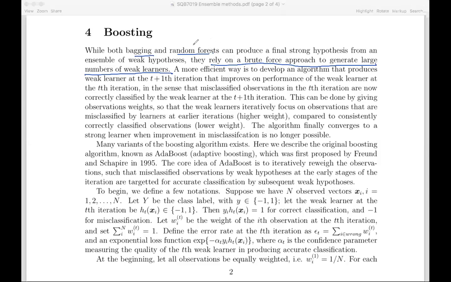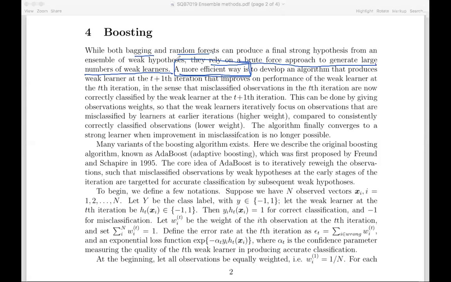This can be inefficient if you need to deploy this very often. For example, if you want to do a real time system, it may be too computationally costly. Keep doing bagging and random forest, and you consume a lot of computing resources. This motivated people to think about a more efficient way to use ensemble methods.